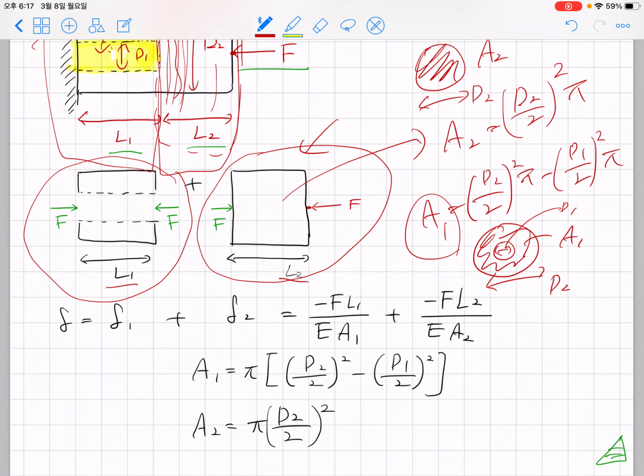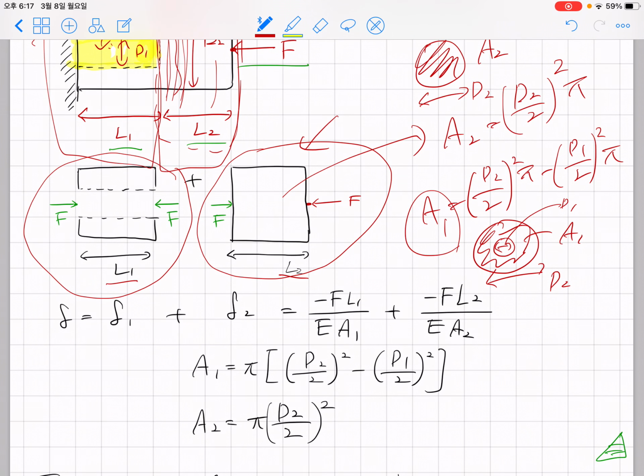Okay, so after identifying the length, cross-sectional area, and the force, the total displacement must be delta 1 plus delta 2, and you simply plug in force times length divided by modulus and cross-sectional area, and it will give you the answer.